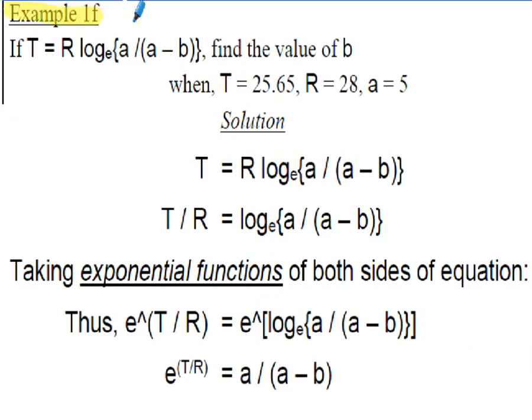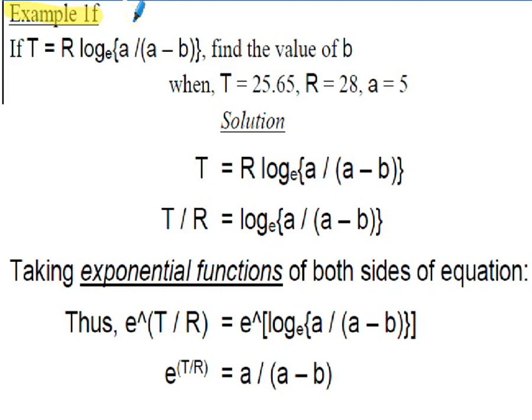Example 1f. This is a slightly different problem to those we've had on the previous slides. On the previous slides all the problems had exponential functions in the original equation. We rearranged these equations to get the exponential function on one side of the equation positive, and then we took natural logs of both sides of the equation to solve.